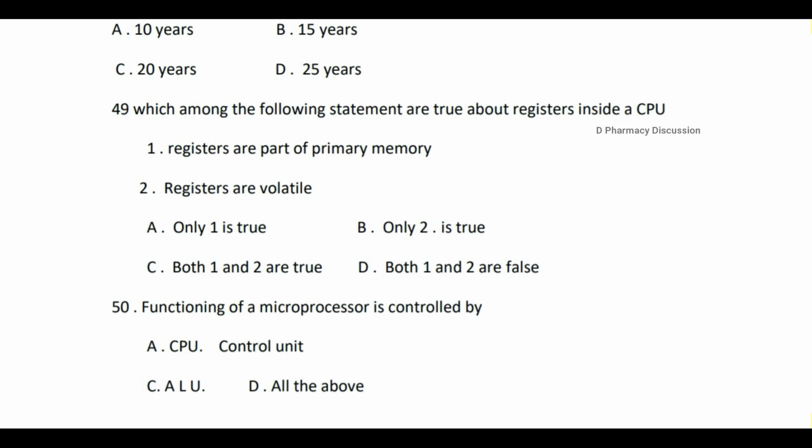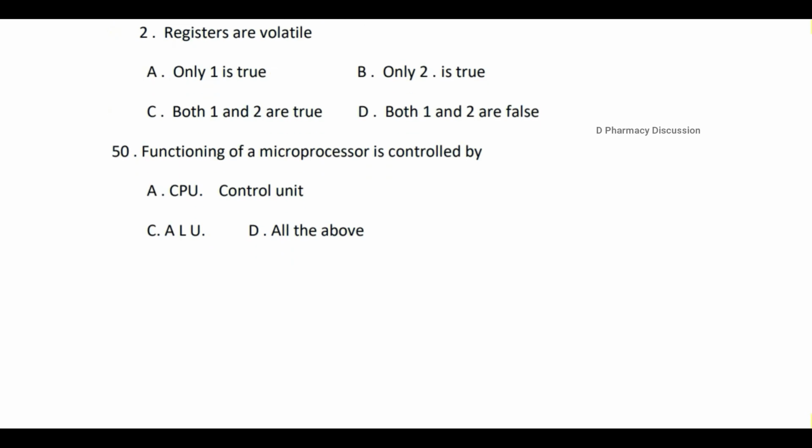Question number 50. Functioning of a microprocessor is controlled by option A CPU, B control unit, C ALU, and option D all the above. Correct one is option B, that is control unit.